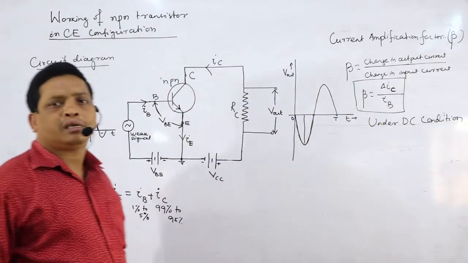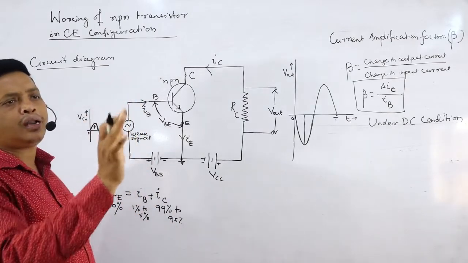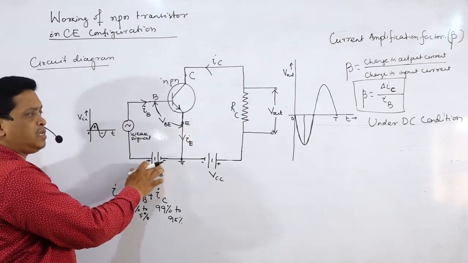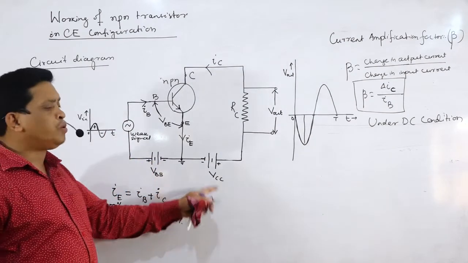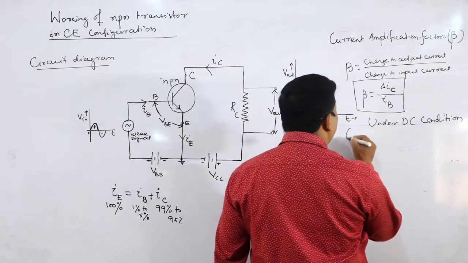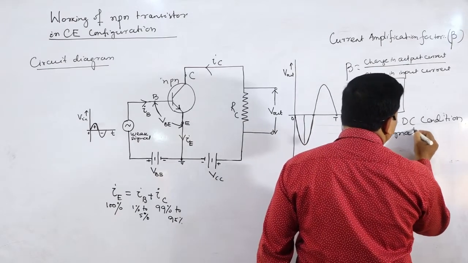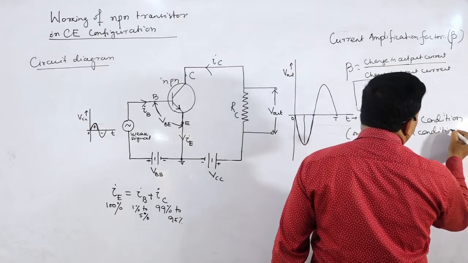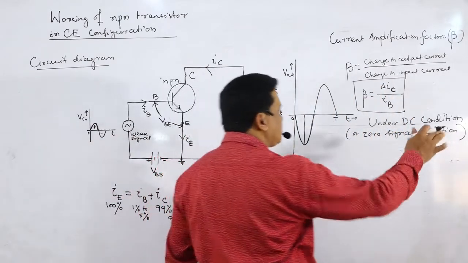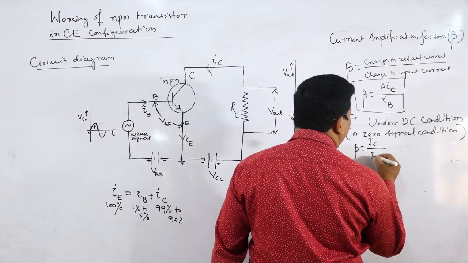DC condition means zero signal condition, no signal condition. Even when signal is not applied, because of DC batteries, we shall get input current and also output current. So that is the DC condition. Under DC or zero signal condition, beta equals I capital C by I capital B.